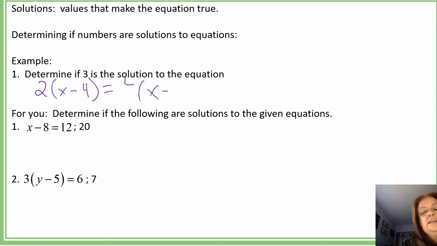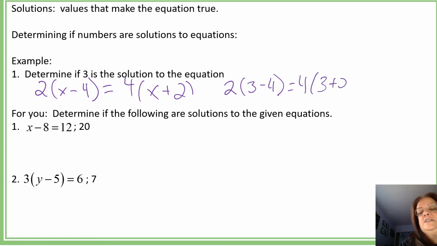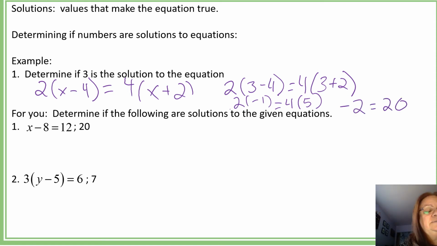Four times x minus 2 plus 2. So we're going to go 4. All right, does 3 work? Well, we've got to plug 3 in to find out. So I have 2 times 3 minus 4, does that equal 4 times 3 plus 2? Well, 3 minus 4 is negative 1. So I have 2 times negative 1 equals 4 times 3 plus 2, which is 5. Well, I'm pretty sure that doesn't. I've got negative 2 equal to 20. Yeah, that doesn't work.